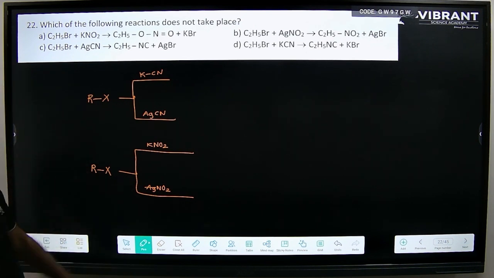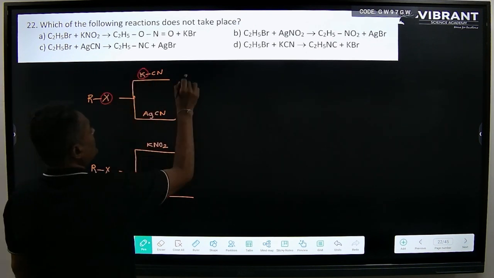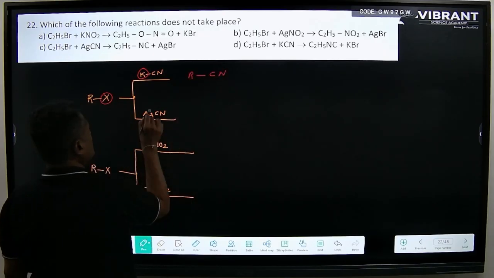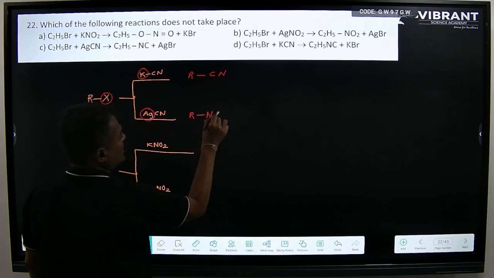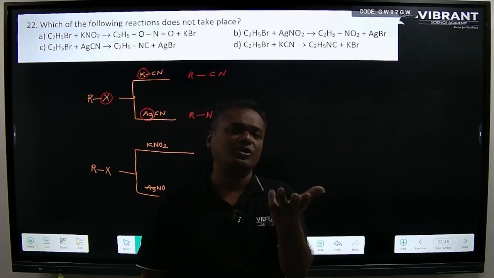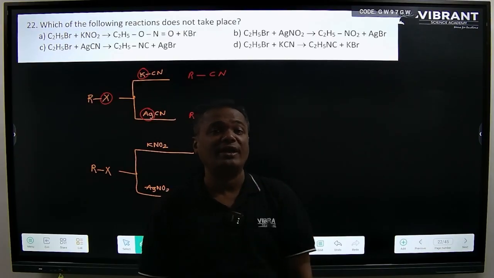So, attachment can take place from either atom. Let us see in the first case. In case of KCN, child, your product obtained would be cyanide only. But in case of silver cyanide, the product obtained would be isocyanide, and I think we have discussed in this class, this is due to nothing but KCN being more of ionic character and silver cyanide being more of covalent character.